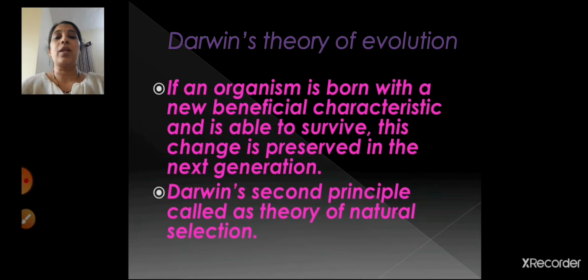That is called Darwin's second principle. Darwin's second principle is the theory of natural selection. So what is that? If an organism is born with a new beneficial characteristic and is able to survive, this change is preserved in the next generation.